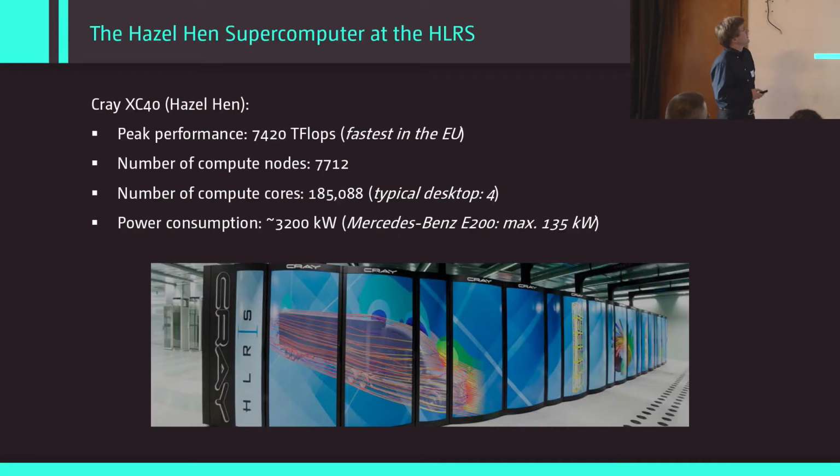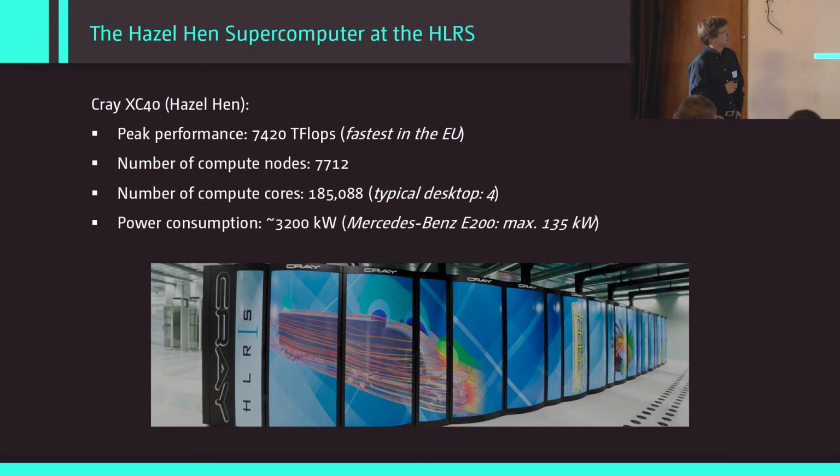So, the supercomputer I'm using is the one at the Höchstleistungszentrum in Stuttgart. Now, technically speaking, it's a Cray XC40. It has a pet name, Hazel. Its peak performance is 7,420 teraflops, which makes it the fastest in the EU, at least the last time I checked a couple of minutes ago.